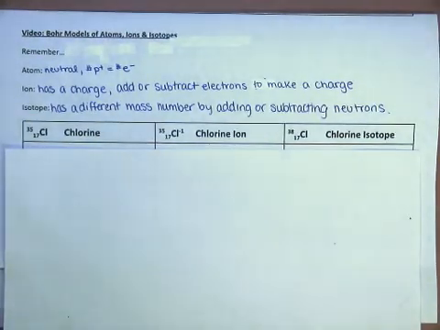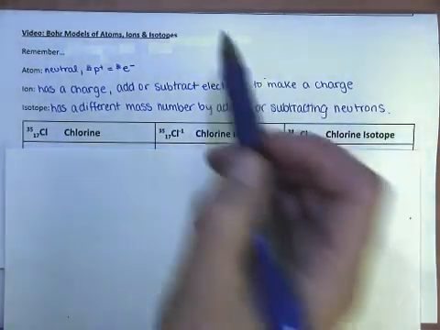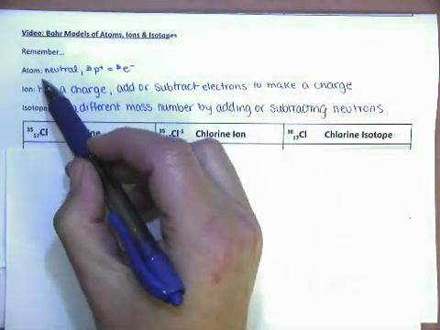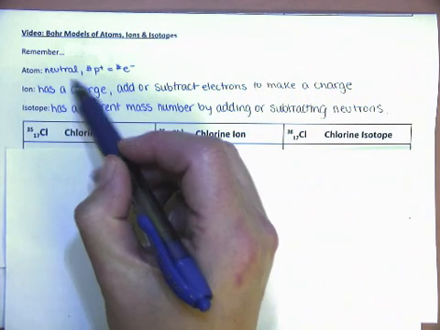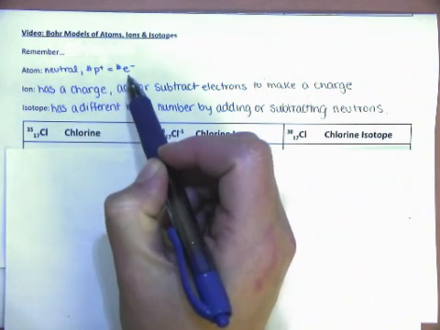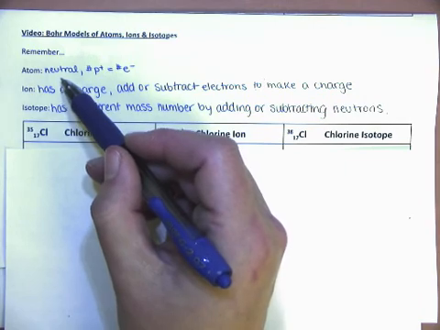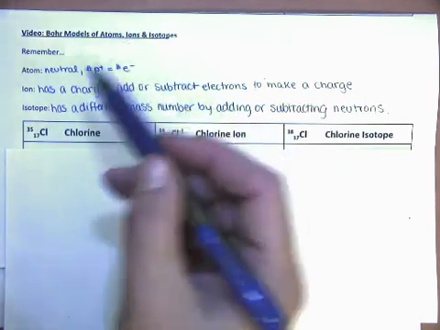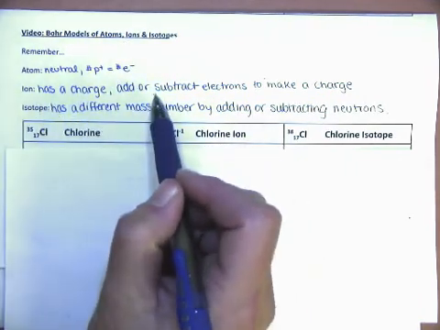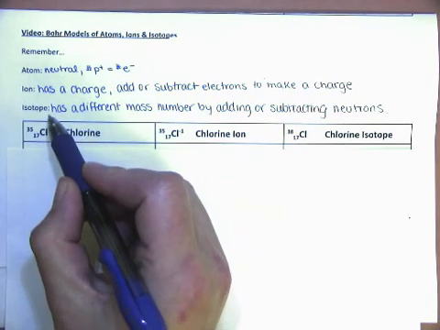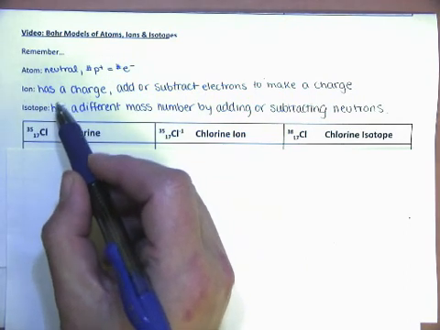This video is on Bohr models of atoms, ions, and isotopes. So we've talked already about the atom and how an atom is a neutral particle where my number of protons equals my number of electrons. There are two other things that can happen to an atom. If an atom gains or loses electrons, it can become an ion, and if an atom gains or loses neutrons, it can become an isotope.